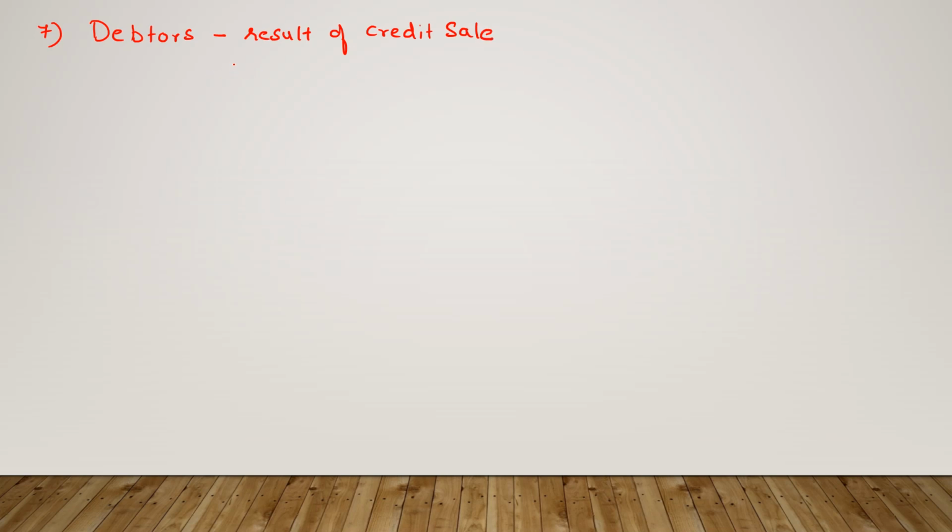So debtors are those persons who owe money, an amount, to the business. So in this example, if you take Sheetal, to whom goods have been sold, she has to pay 60,000. So Sheetal is a debtor. So Sheetal is debtor of Smita.